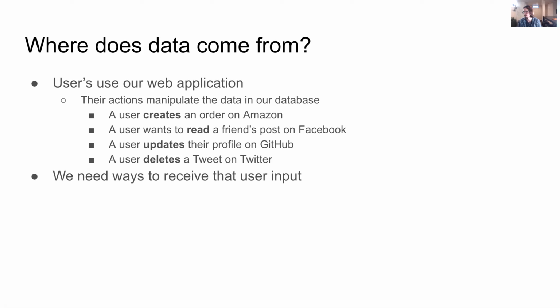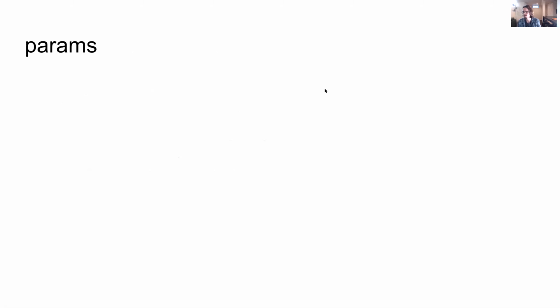Updating your profile on GitHub. What is your new information that we're supposed to be storing for you? Delete a tweet on Twitter. Which tweet do we want to delete? So with all of these things, when the user is using their web application, their input somehow is going to communicate what they're trying to do. So that's what we're trying to answer today.